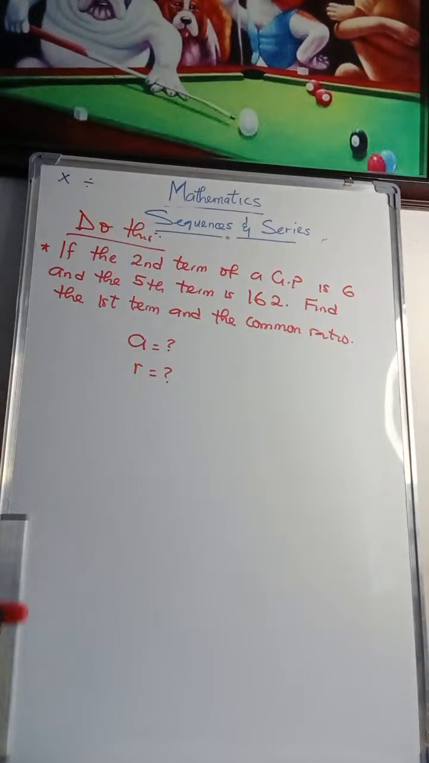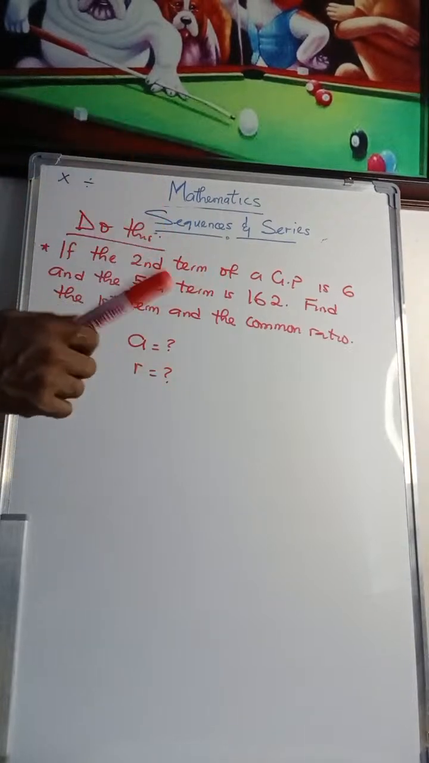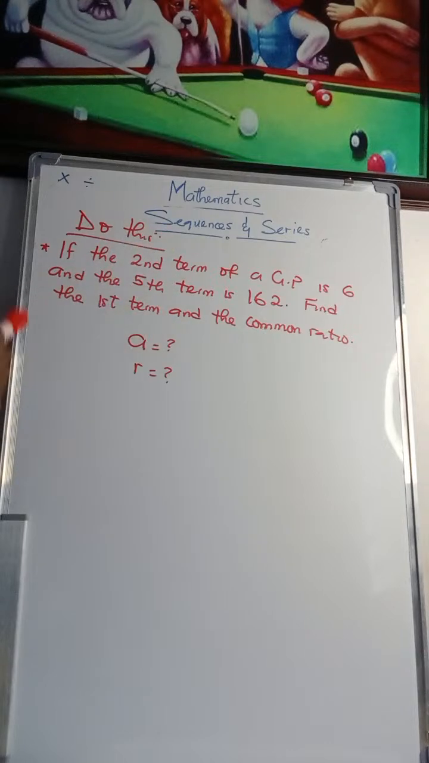So I want us to do it and drop the answer in the comment section. Don't forget, this is a GP, and then we're having two statements. That means you're going to generate two equations and solve them simultaneously.